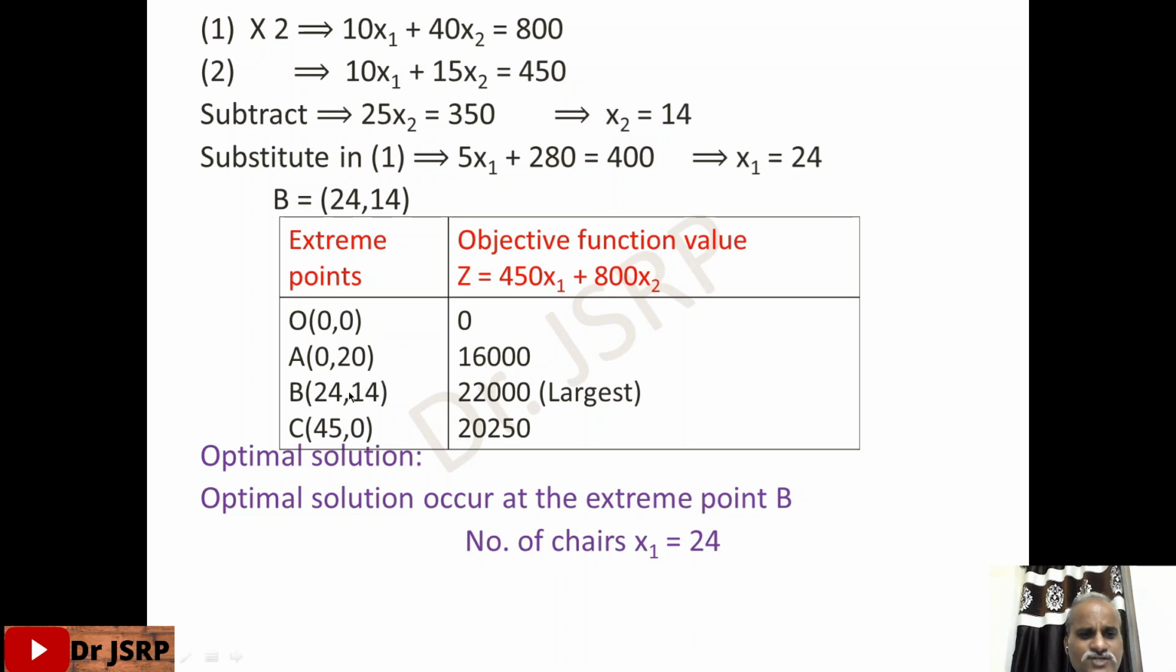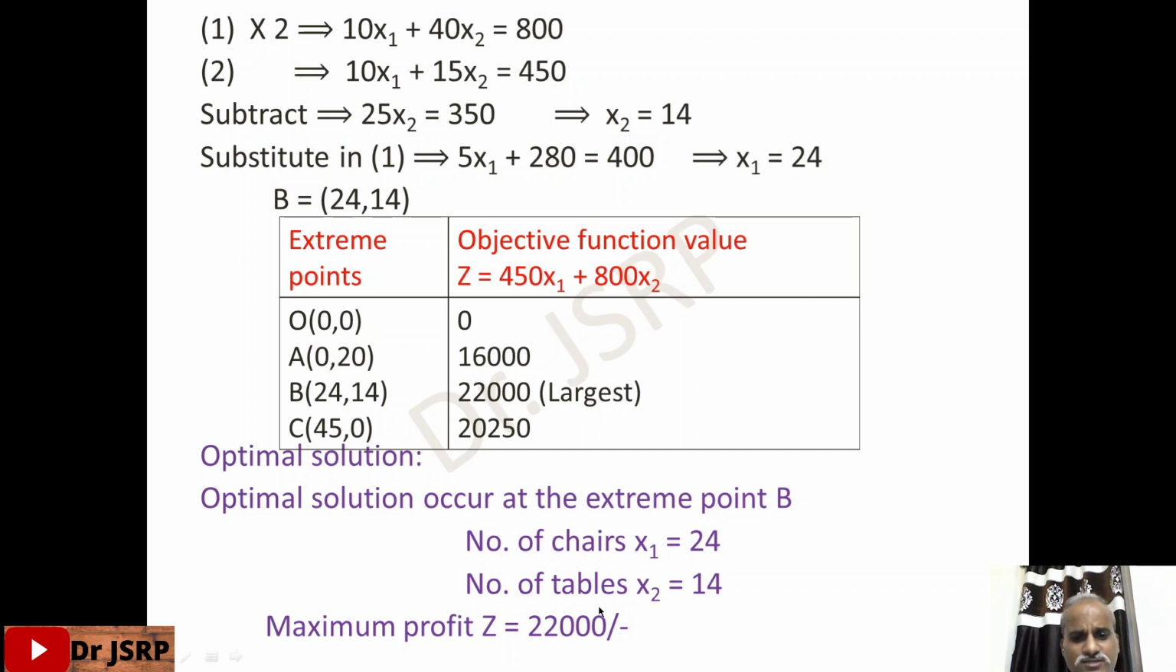Okay, so what is the solution? x1 equal 24, x2 equal 14. x1 means the number of chairs, so the number of chairs x1 equal 24, x2 means the number of tables, equal 14. Then what is the objective function value? 22,000. The objective function here means the profit, so the maximum profit is 22,000. Okay, so this is the optimal solution to the problem.